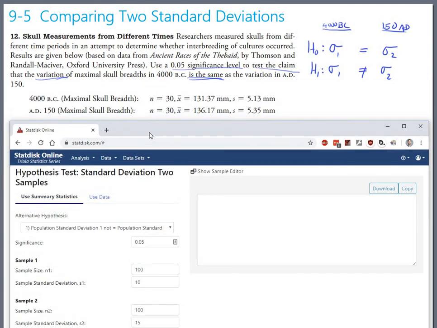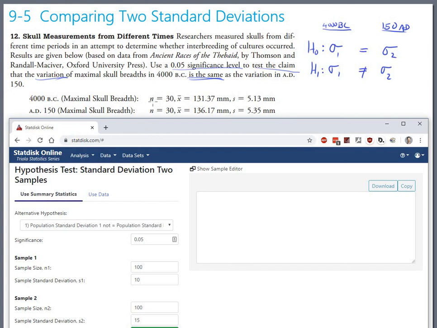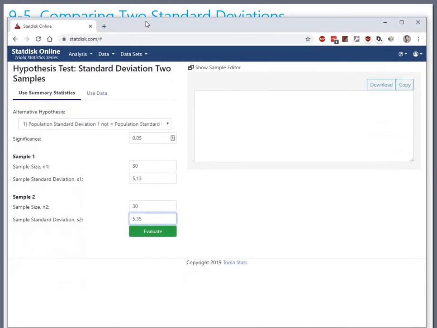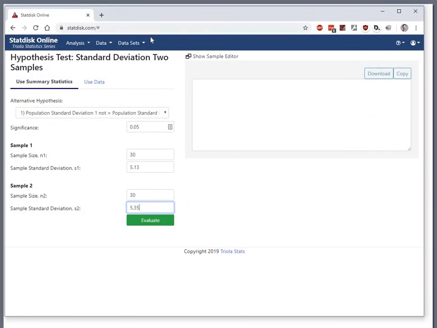The sample size for the first group is 30. And the sample standard deviation for the first group is 5.13. The sample size for the second group is also 30. There's no reason they have to be the same. They just were this time. So sample size for group 2 is 30, and their standard deviation is 5.35. Those seem pretty darn close to each other, by the way, but in statistics, it's not about seeming pretty darn close. It's about crunching the numbers.